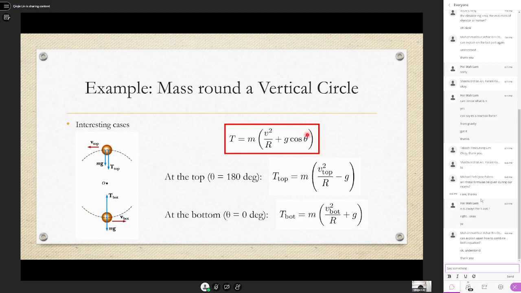Based on the expression that we've gotten, some interesting cases again are at the top and at the bottom, almost like the airplane pilot. At the top and at the bottom, you have different tension. If you want to know the tension at the top, sub theta equals 180. If you want to know at the bottom, you put theta equals 0. You get two different expressions. Tension at the top has a minus sign, and tension at the bottom has a positive sign. So when this swings at the most bottom point, the tension in the string is the highest, much higher than at the top. So if you really whirl in a vertical circle and the string is going to break, it's going to break first at the bottom, because down here the object experiences very high tension.